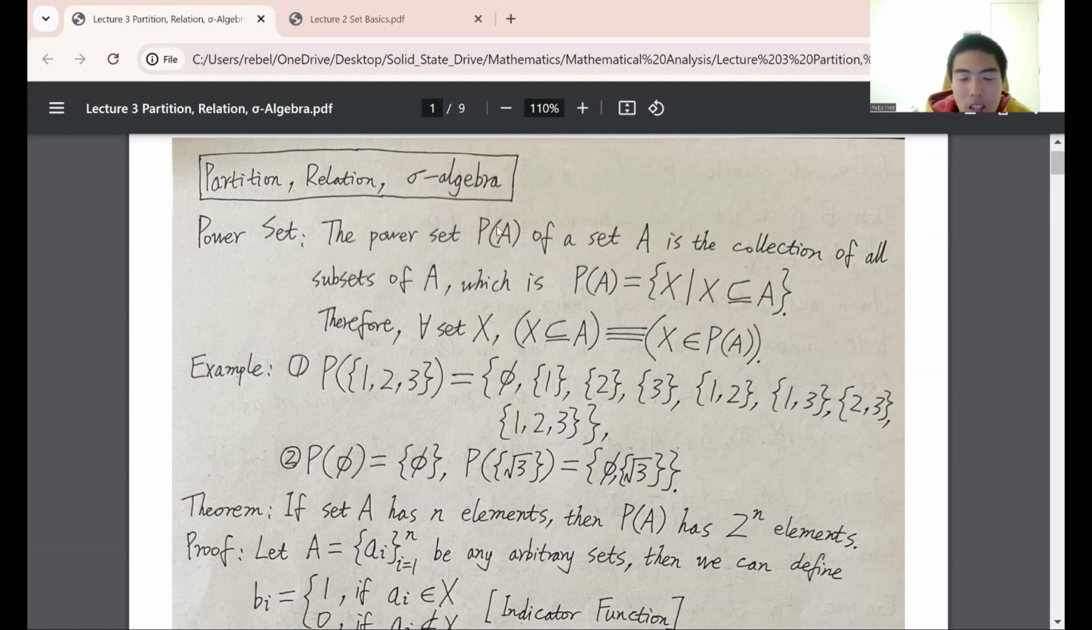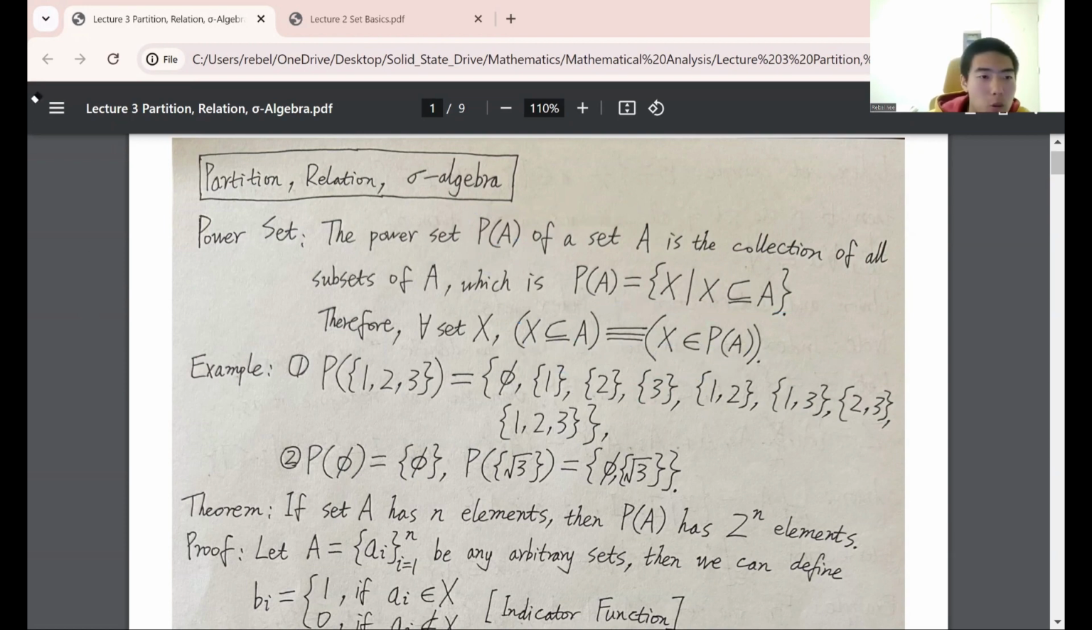The power set is always defined as P(A). If you study probability, you may think this is a probability event A, but no, it's not. It's defined this way: P(A) is all of the X such that X is a subset of A. So it's a set of sets. If X is a subset of A, then X belongs to the power set of A. So in this case, it's an element and set relationship, and this is a subset relationship. All right, sorry, so that's the beginning.